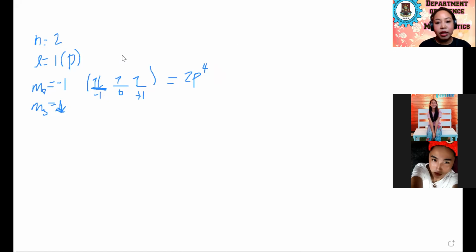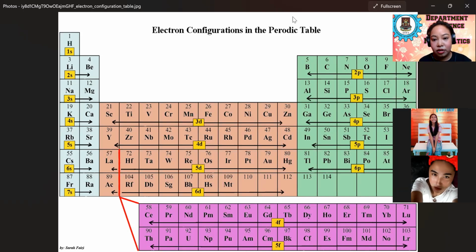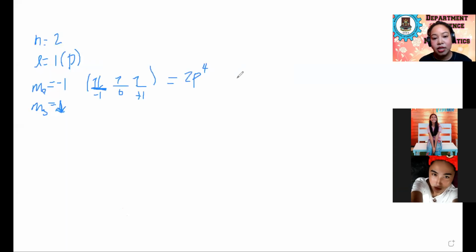So where is 2p? It means it is in the fourth column. So this is the first column, second, third, fourth. So it is in the fourth. So which element is it? Oxygen. So this is oxygen. That is how you find it.